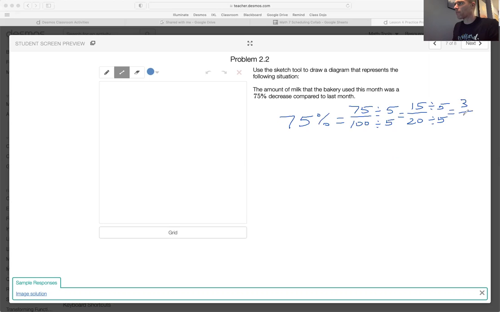We got 3/4. And so our new bar that's going to represent this month's milk usage needs to be 3/4 shorter than whatever original bar I make. So I better make my original bar into fourths so the diagram makes sense. First I'm going to draw one bar that represents the whole, and I'll put it into 4 pieces, 1, 2, 3, 4, and I will call this last month's usage.